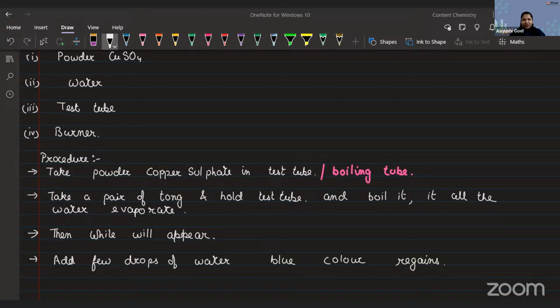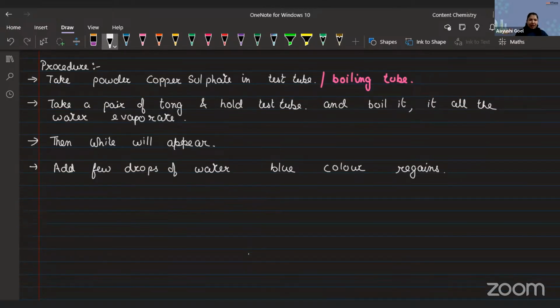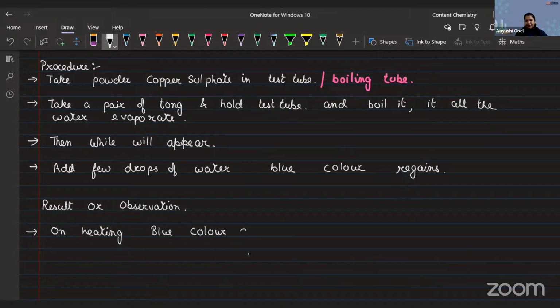And when we have done a procedure, let's write with the results also. Don't end your answer here. Write the results. You can write result or conclusion. Not the conclusion, observation. So what I can write on the observation: on heating, blue color disappear. On adding water, blue color appears again.